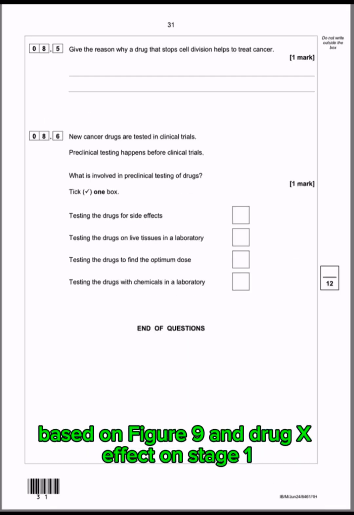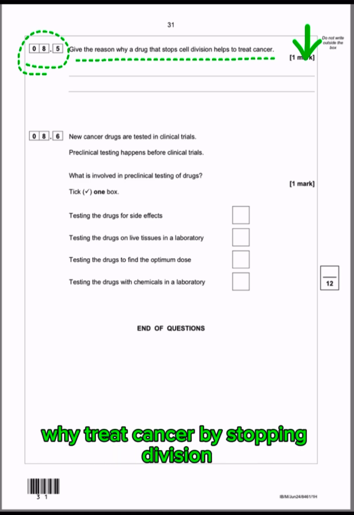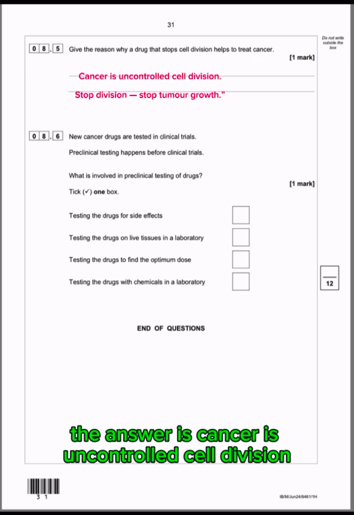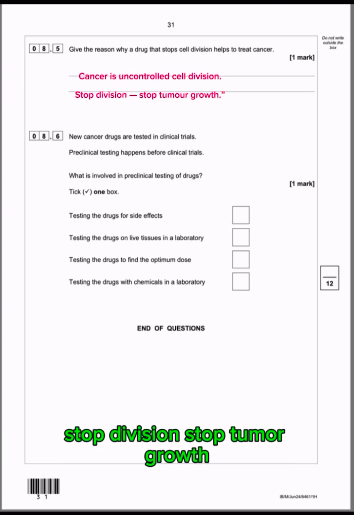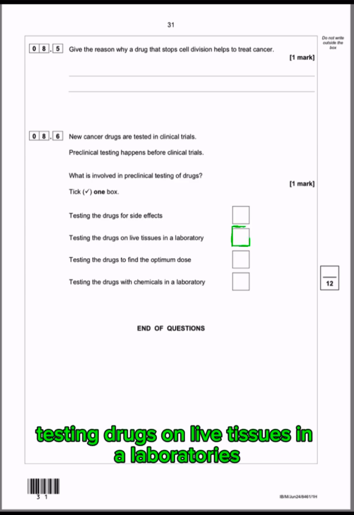Based on figure 9 and the effect of drug X on stage 1, the examiner asks you to explain in question 8.5 why we treat cancer by stopping division. The answer is cancer is uncontrolled cell division. Stop division, stop tumor growth. 8.6: preclinical testing. Testing drugs on live tissues in laboratories.